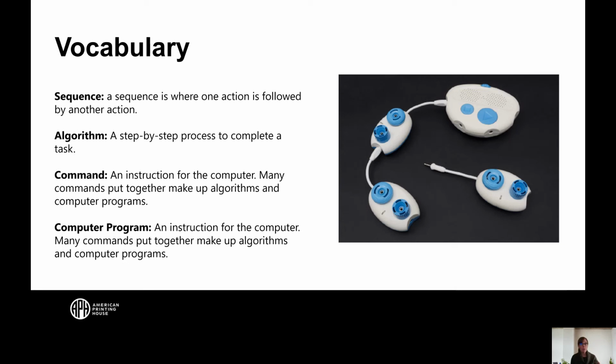So these vocabulary words really build on each other. A command is an instruction for the computer. You hit the on button. That's the command. You hit that button, it tells it, oh, it's time for me to turn on. When you're typing, you press a letter. You're telling the computer, type that letter.